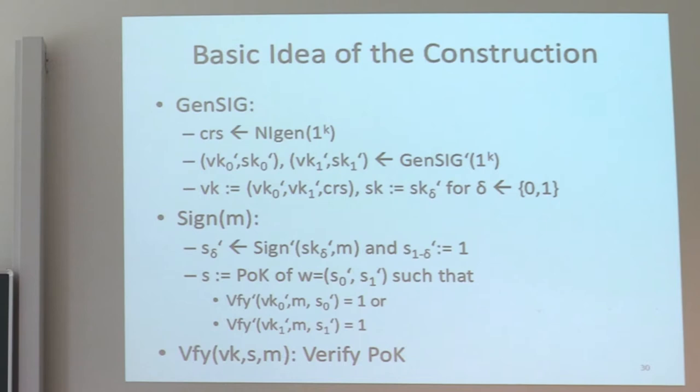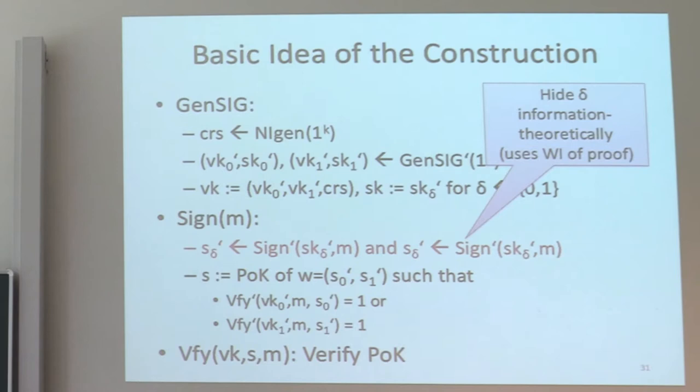So how can we exploit this to get a tight security proof? What we do is basically, in the actual security proof, we replace this constant here with a signature with respect to the other secret key. This is the first step. We do this for all signatures that the adversary sees.